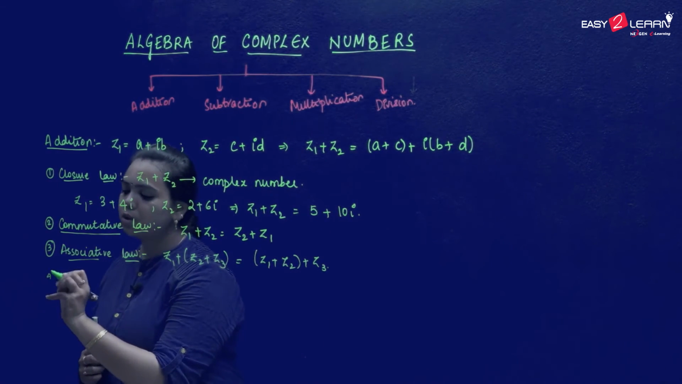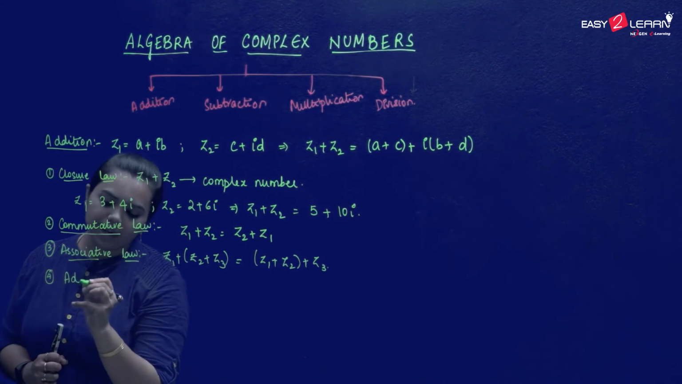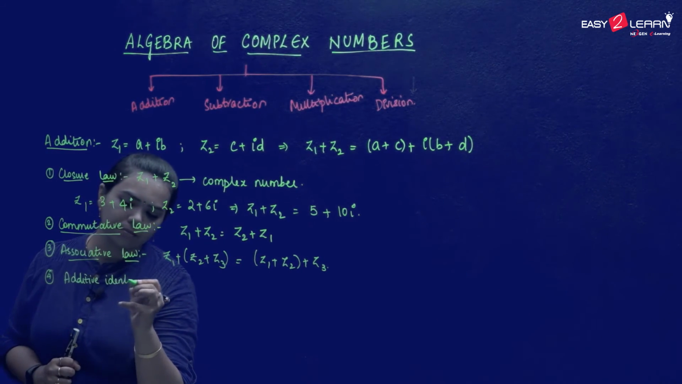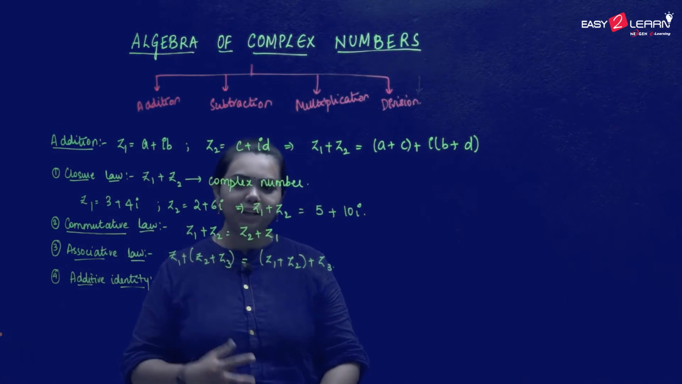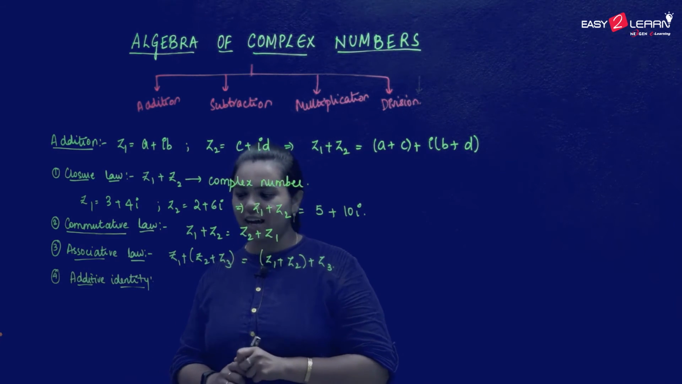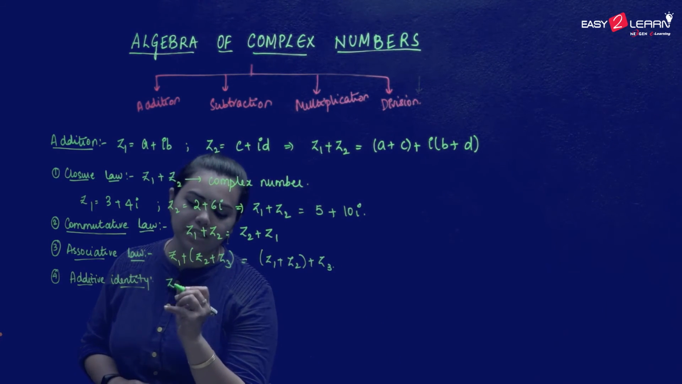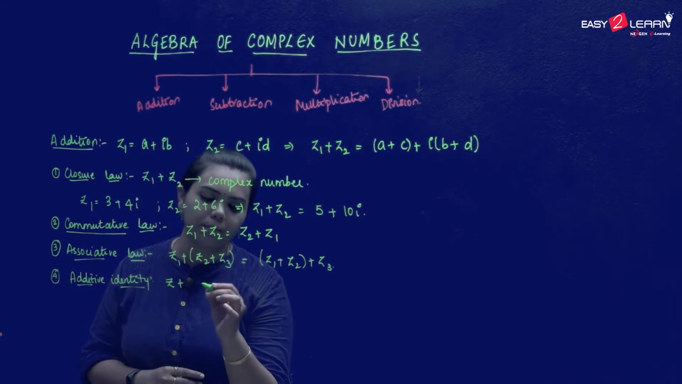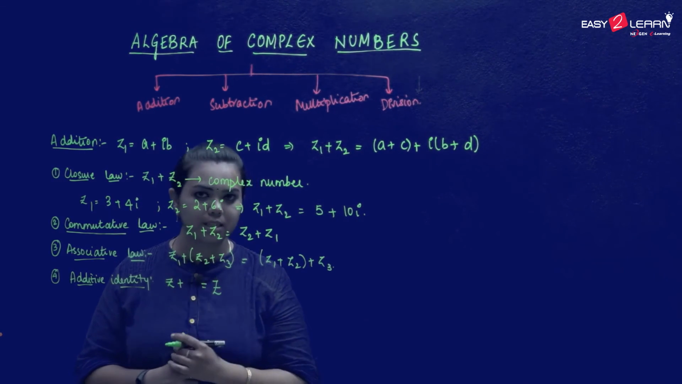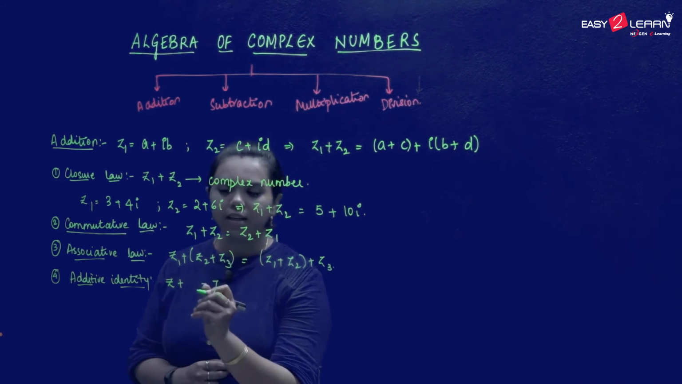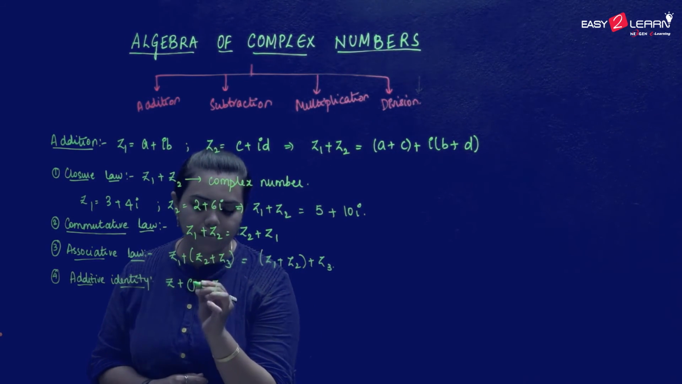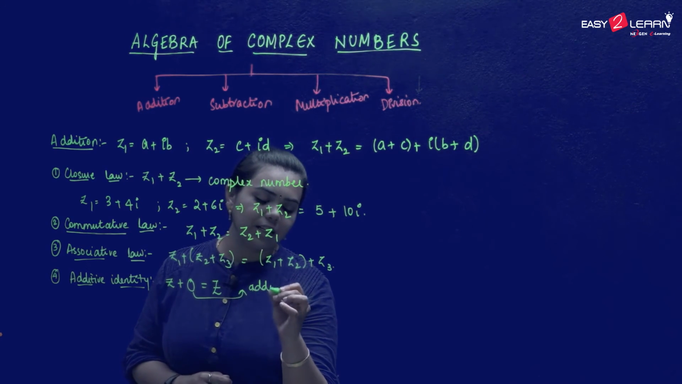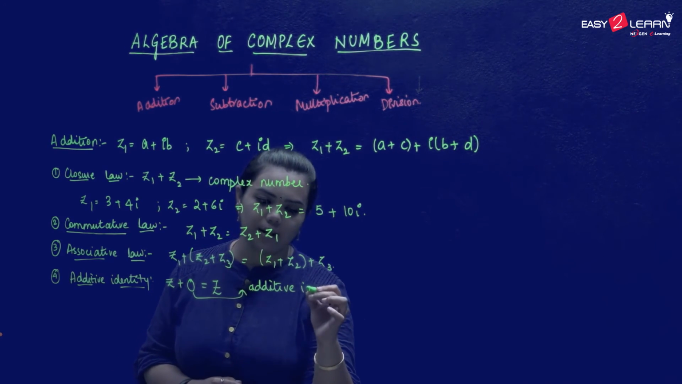Next one. The next one is called the additive identity. The property of additive identity here says that whenever I am adding something to a complex number z, I should again get the same complex number z. So what can I add here to get the same complex number is the number 0. So in this case, 0 is the additive identity for any complex number.